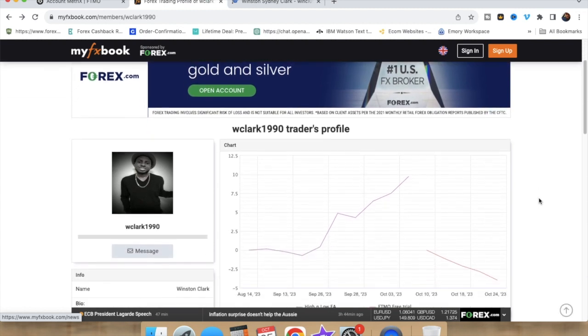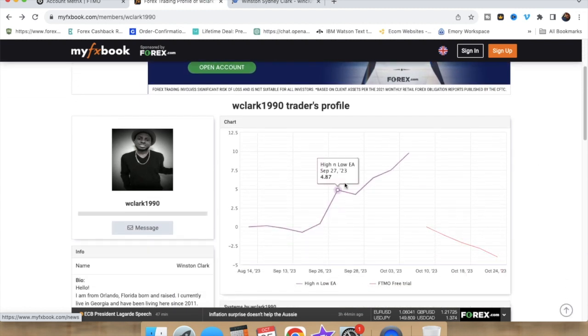So here's my FXbook profile. I have two accounts on here. This one is my Trader's Way account, and this actually stopped updating. This account was in profit. Well, it actually still is in profit, and the last track record that was recorded was October 4th, 23. I was up almost 10%, but now my account is not at that 10% anymore. I took a few losses.